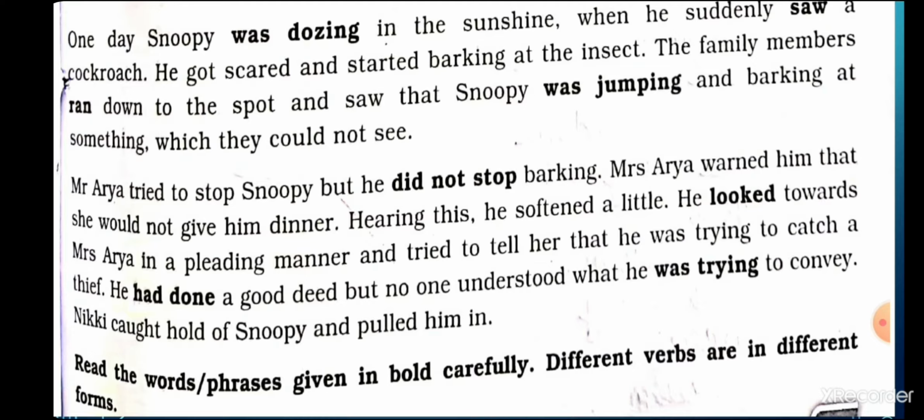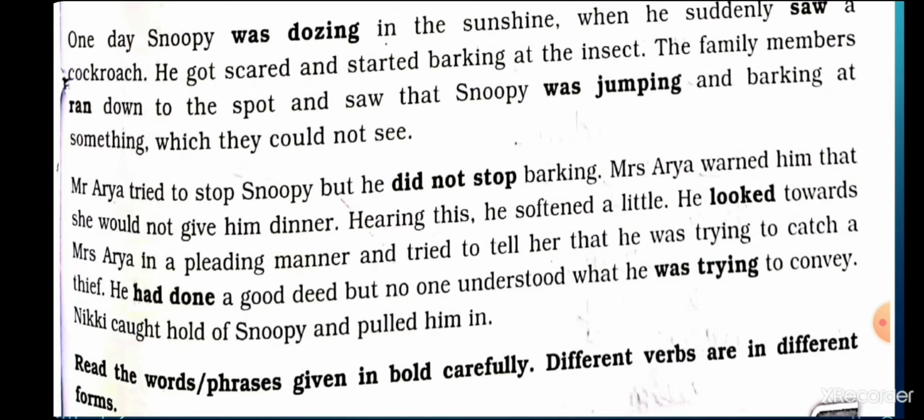The family members ran down to the spot and saw that Snoopy was jumping and barking at something which they couldn't see. Then Mr. Arya tried to stop Snoopy, but it didn't stop barking. Mrs. Arya warned him that she would not give him dinner. Hearing this, he softened a little. He looked towards Mrs. Arya in a pleading manner and tried to tell her that he was trying to catch a thief. He had done a good deed, but no one understood what he was trying to convey. Then Nicky caught hold of Snoopy and pulled him in.